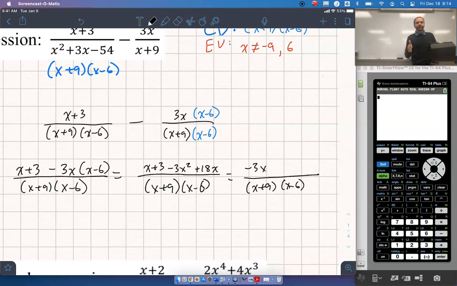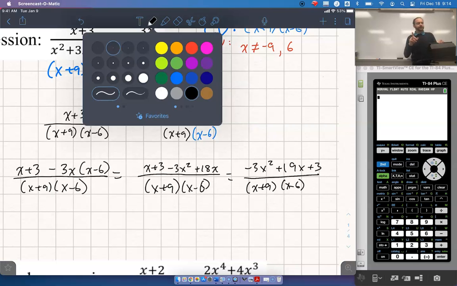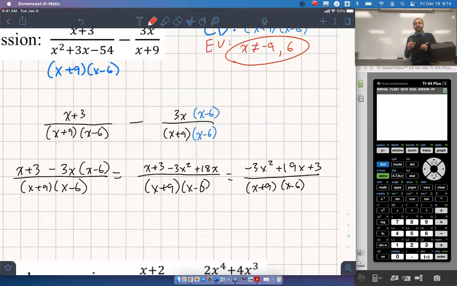So that's negative 3x squared. That's a 19x, and that's a positive 3. But I have these excluded values. So I'm going to write it in my final answer. So when x does not equal negative 9 or 6, and there we're done.